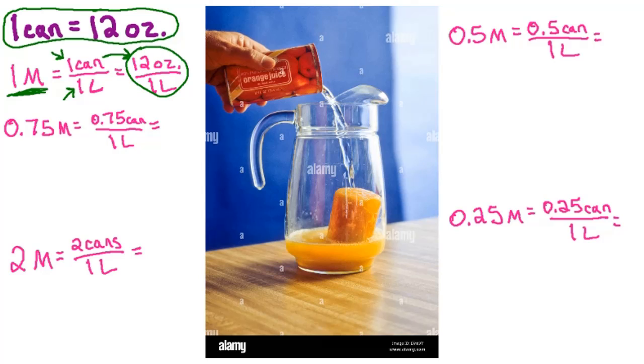Isn't that the logical conclusion? Because we have 1 can for every 1 liter of water. 1 can is 12 ounces, so we're going to have 12 ounces for every 1 liter of water. But let's look at this next one.